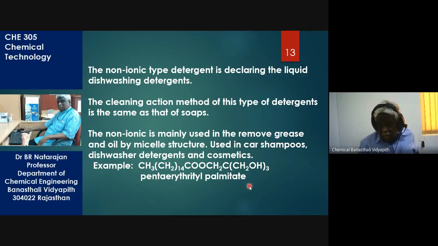pentaerythritol palmitate, CH3, CH2 14, COO, CH2C, CH2O thrice. Pentaerythritol palmitate.